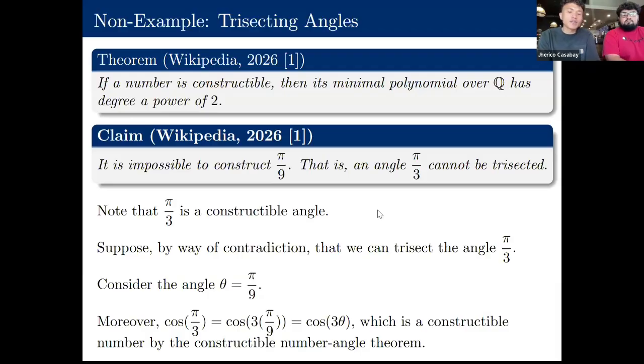By using the constructible number angle theorem, we can take cosine pi over 3, which we know is a constructible number, and we can go ahead and take cosine of 3 times pi over 9, so the product of the number 3 and the angle pi over 9. And that's going to be equal to cosine 3 theta. By the constructible number angle theorem, since all of these are equal to each other, they're all constructible numbers.